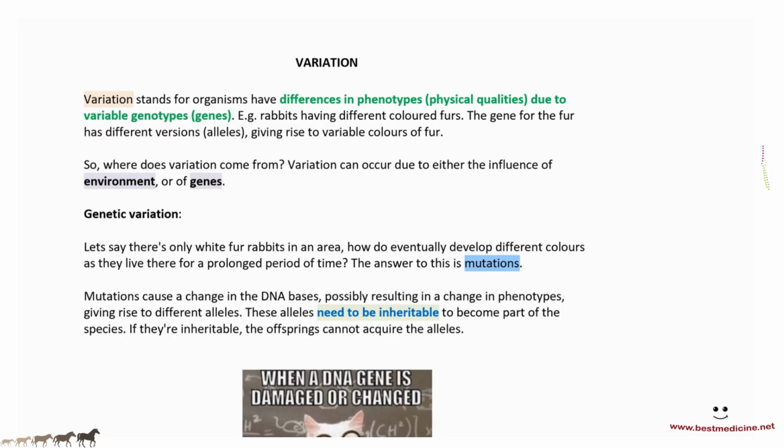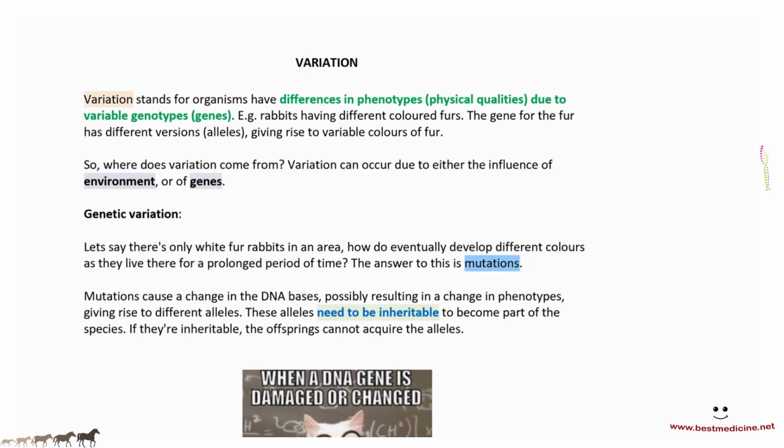We started with mitosis and meiosis, and we said mitosis produces identical cells, while meiosis produces genetically different cells. And then fertilization further plays a role in enhancing genetic variation. Mutations also give rise to different genes and different alleles, giving rise to variation. So variation essentially is just having different genotypes which give rise to different phenotypes. So variation stands for organisms having differences in their phenotypes due to variable genotypes.